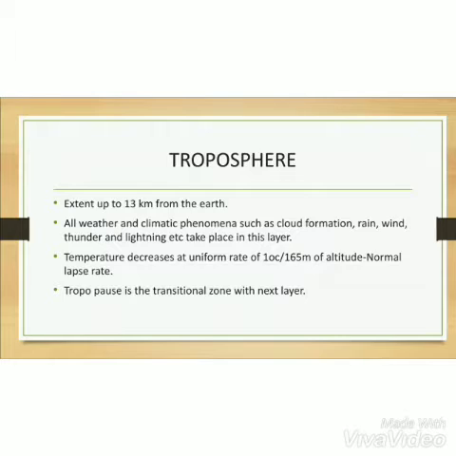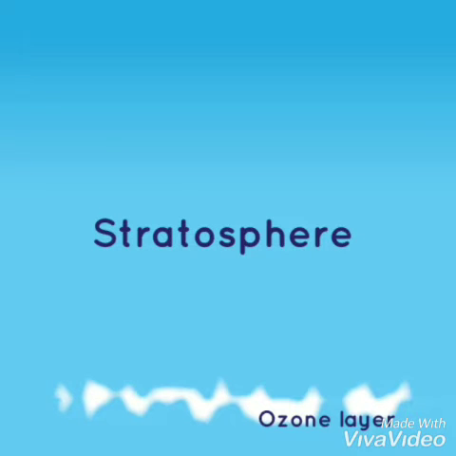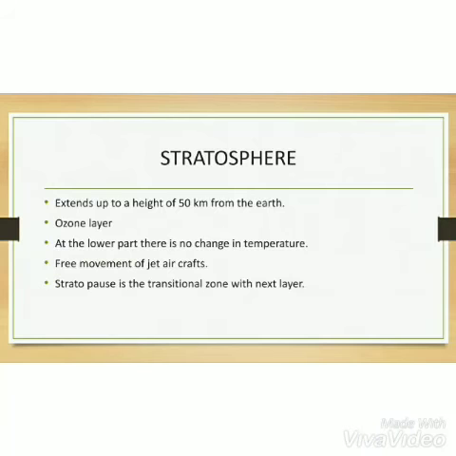The next layer is stratosphere. Stratosphere extends up to a height of 50 kilometers from the Earth and lies above the tropopause. In the lower part of the stratosphere, there is no change in temperature with altitude. This zone is called the isothermal zone. Beyond this, there is an increase in temperature with altitude.